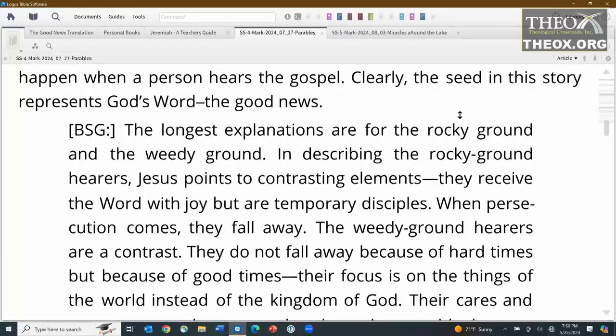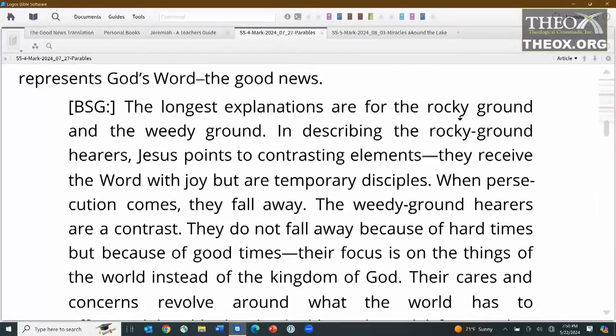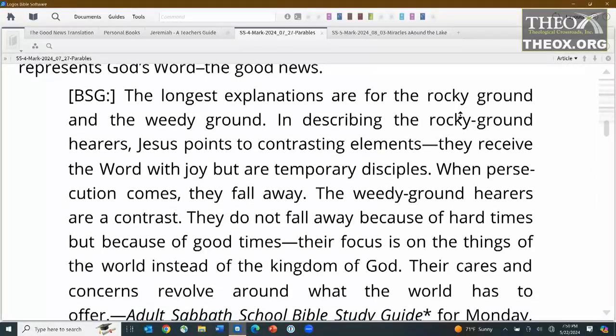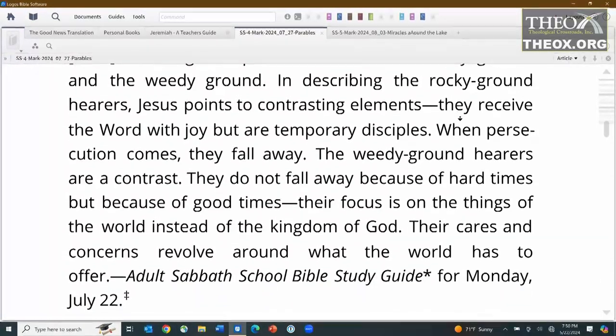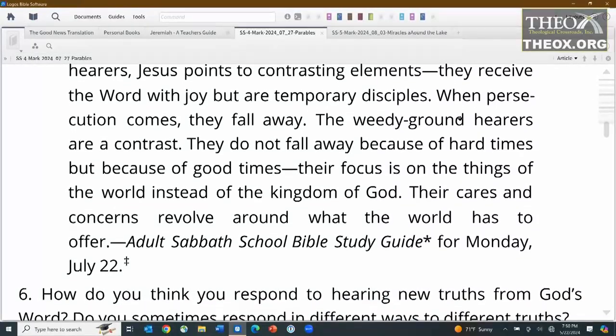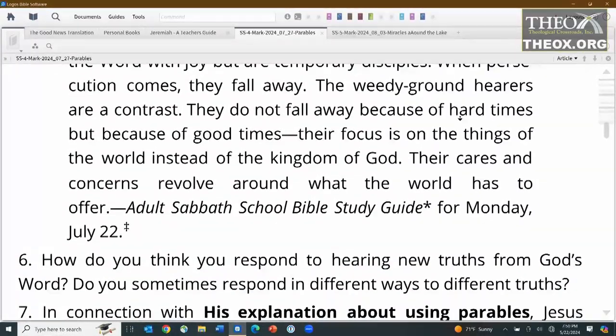The weedy ground hearers are a contrast. They do not fall away because of hard times, but because of good times. Their focus is on the things of the world instead of the kingdom of God. Their cares, their concerns, revolve around what the world has to offer. Okay.